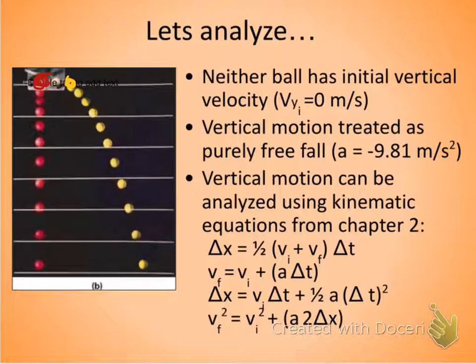When we look at these 2 balls, neither of them has a y velocity to start with. But one of them has an x velocity. So they have both horizontal motion and vertical motion, and that y-axis motion is just free fall. The acceleration is negative 9.8 meters per second squared, negative g. So the vertical motion gets analyzed using those kinematic equations. You probably want to be writing those down if you don't have your note card out.